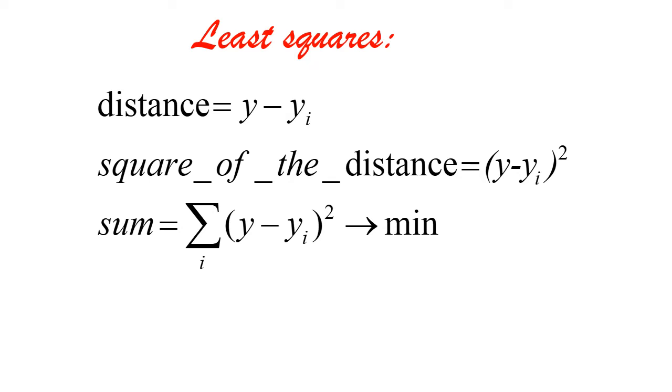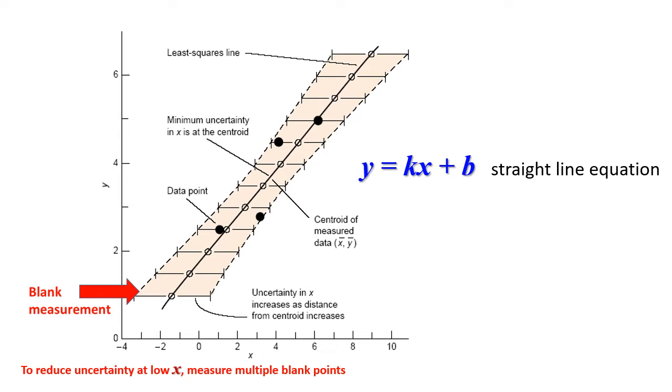Now, this mathematical problem again was solved in linear algebra by the same Carl Gauss. As a result, we have a straight line y equals kx plus b, where b is the intercept and k is the slope. Of course, our numbers k and b have some errors, and that's why we have uncertainty.